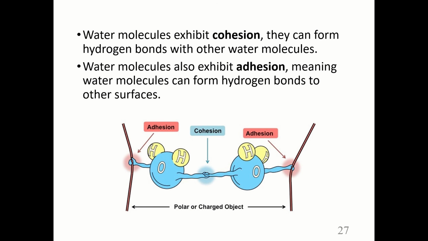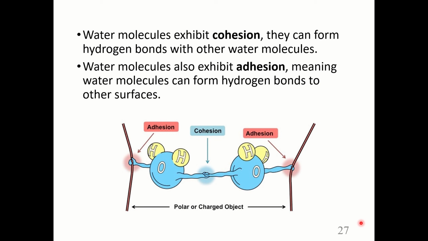Water molecules exhibit cohesion. They can form hydrogen bonds with other water molecules. This is picturing cohesion, where the two water molecules are joined together. It would be better if the illustrator had an arm coming out of a hydrogen, correct? Because we know that what would form that cohesive unit is the hydrogen bonding to the oxygen through the hydrogen bond. You're smart enough to have picked that up now, haven't you?